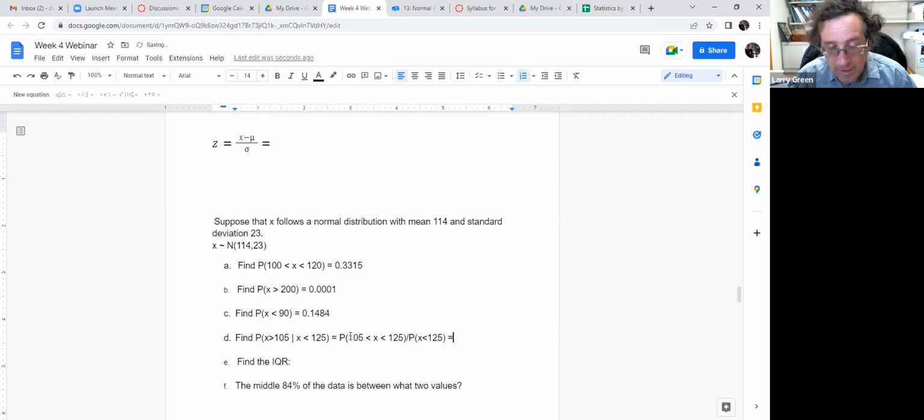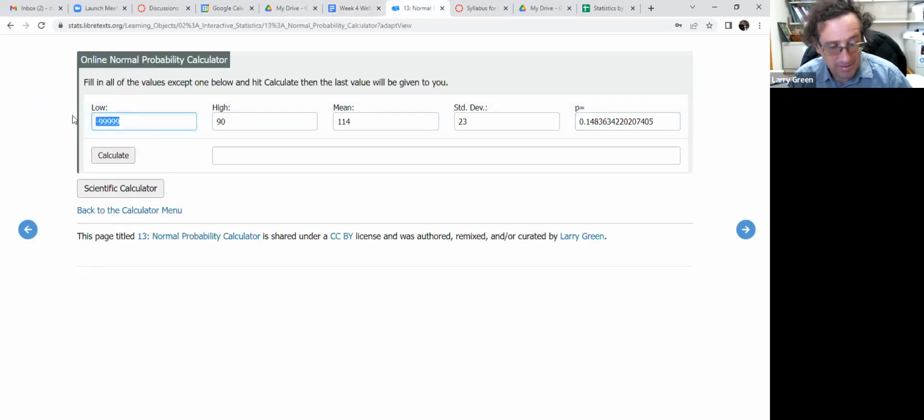So now we actually need to do two things. We need to find the numerator's probability. We need to find the denominator's probability. So the numerator, 105 to 125. Very simple with the calculator. 105 is a low. 125 is a high. We don't know the probability, so we leave it blank. And I calculate it. Okay. And I get, if I round to 4 decimals, 0.33. Actually, usually you don't want to round until the very end. So I'm going to copy and paste this guy.